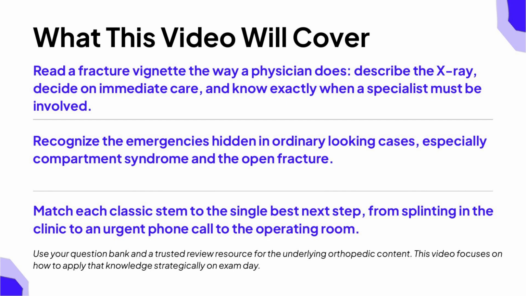Second, we will train your eye to catch the emergencies that hide inside ordinary-looking cases, especially compartment syndrome and the open fracture, because those are the ones that cost points and, in real life, cost limbs. Third, we will match the classic question stems to the single best next step, from a simple splint in the clinic all the way to an urgent call to the operating room. Throughout, remember that this video is about exam strategy. For the underlying orthopedic content, lean on your question bank and a trusted review resource, and let this video show you how to use that knowledge under pressure.